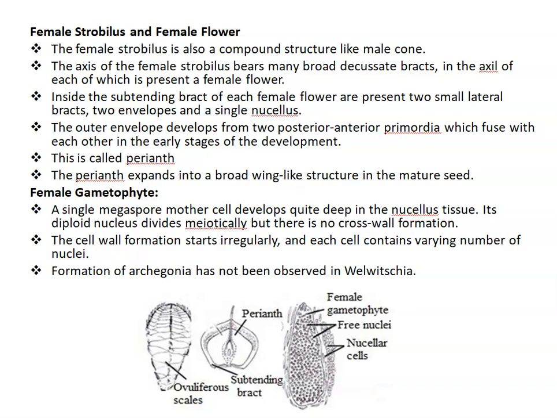The upper cell of this proembryo develops into a primary suspensor, while the lower cell divides and redivides to form a large number of secondary suspensor cells and a multicellular embryo. A cap of about 8 cap cells protects the young multicellular embryo, which is pushed down into the prothallus by the elongating suspensor. Welwitschia exhibits a high degree of polyembryony because many zygotes and young embryos are produced.